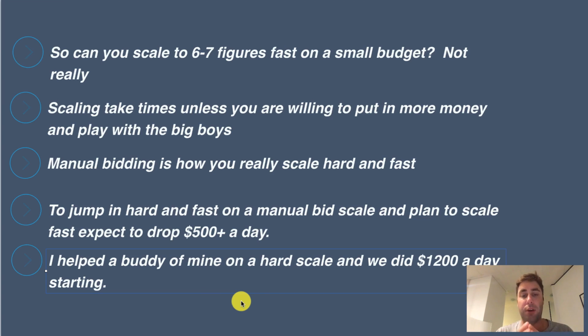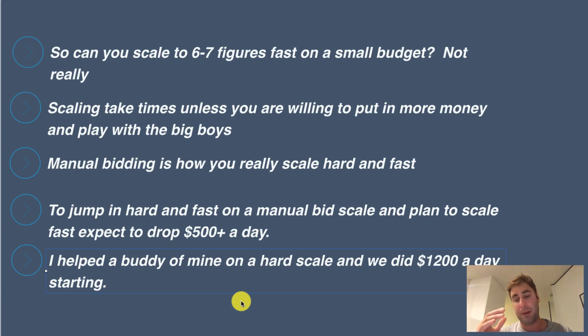But be prepared to put in huge amounts of money, even more than that, 1,000 plus a day. I helped a buddy of mine recently on a hard and fast scale, and he was putting in $1,200 a day. That was the starting budget. We ended up going to like 6, 7, 8.